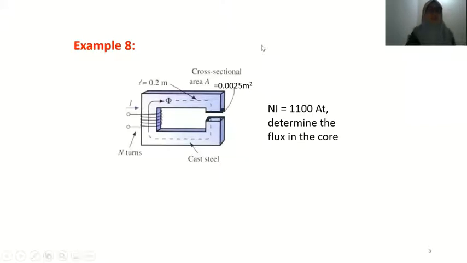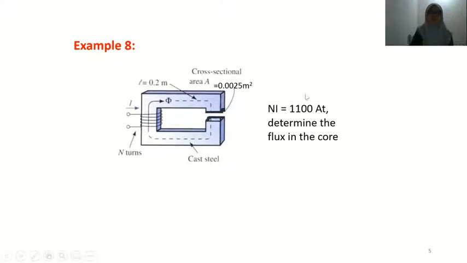Okay, so now we look at example 8. You still have a cast steel material for this magnetic core, but now we are including the gap. We have the gap here.